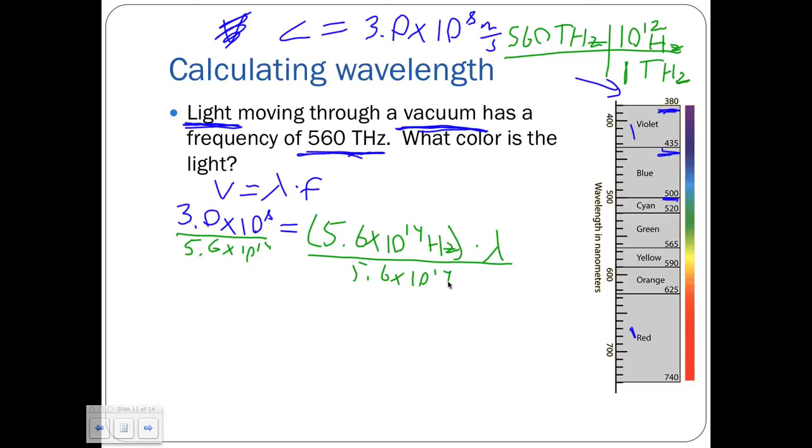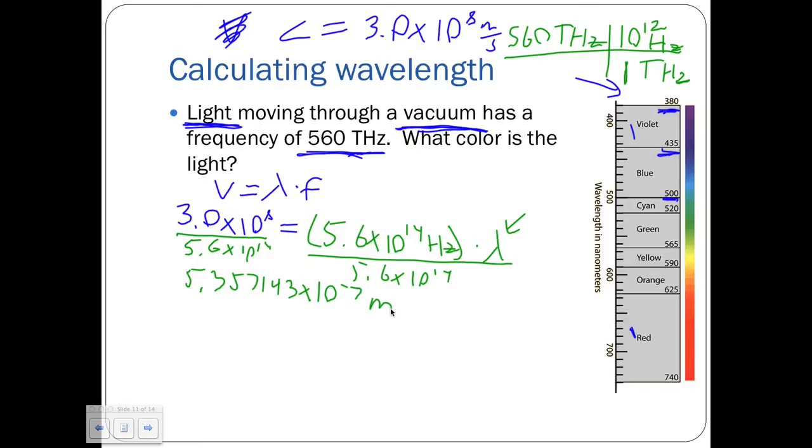So we'll write that out. I get 5.357143, I'll round it right there, times 10 to the negative 7th. And the unit of lambda, our wavelength, is going to be meters. All right, so 5.357143 times 10 to the negative 7th meters.